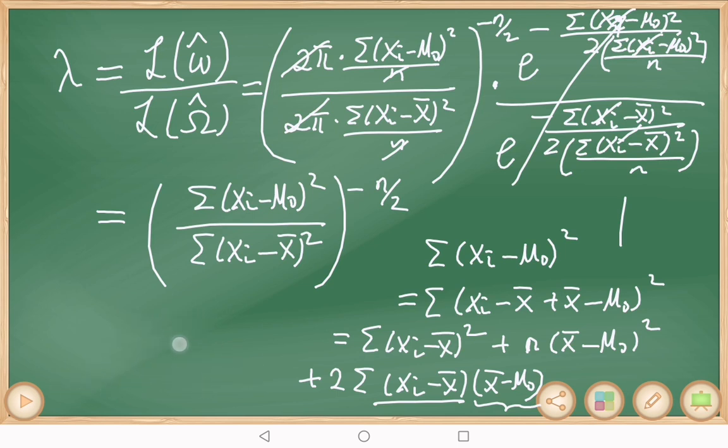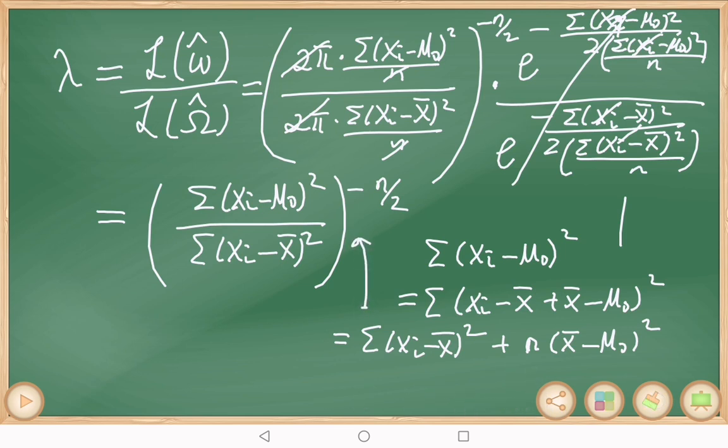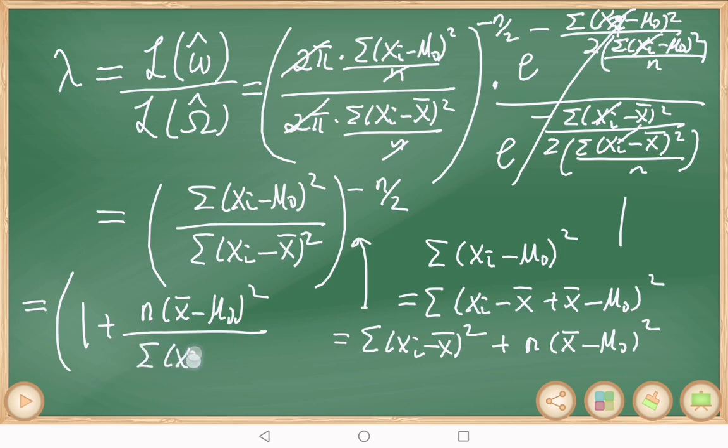So we have the following identity, which we can substitute into lambda, and this results in the following. Once you have substituted, we can divide by the denominator, so that gives us 1 plus the following result, all to the power of minus n over 2.